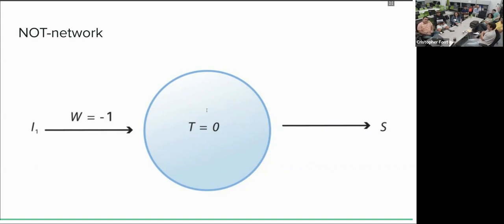So this is a not network. Let's say our input is a zero. If our input is a zero, we're going to multiply it by negative one, which is zero, and x, the total sum of inputs, is equal to zero, which luckily enough is our threshold, which means we're going to fire. In other words, let's say we're using the sigmoid function here, we would send out a one. And if we received a one, we would multiply the one by negative one, and we would see that negative one is less than zero, so we won't activate, we'll send out a zero. So this is how not works.